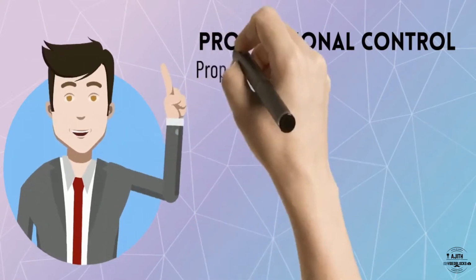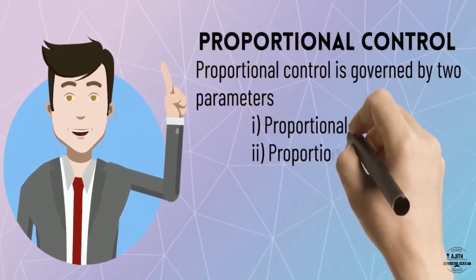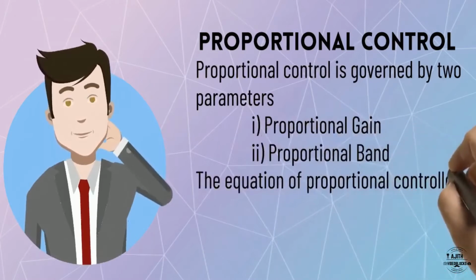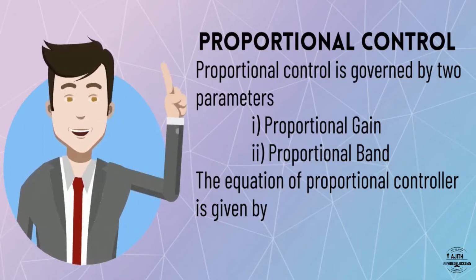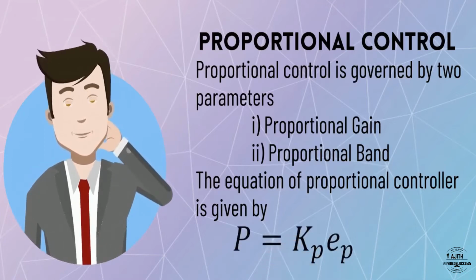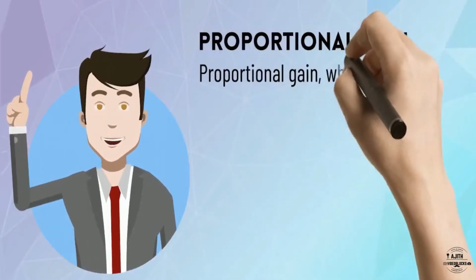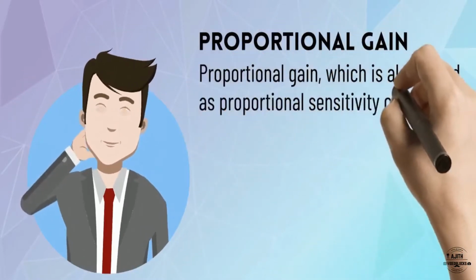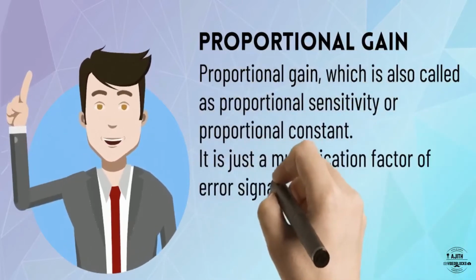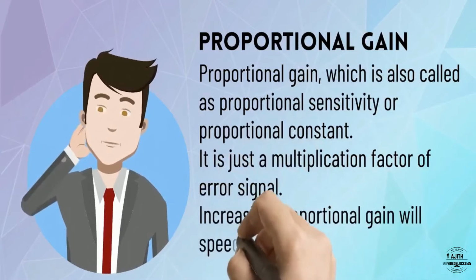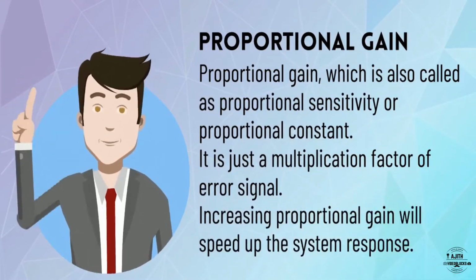Proportional control is governed by two important parameters which are proportional gain and proportional band. The equation of proportional controller is given by the product of the proportional gain and error. Let us start with proportional gain. Proportional gain, which is also known as proportional sensitivity or proportional constant, is just a multiplication factor of error signal. Increasing proportional gain will speed up the system's response.